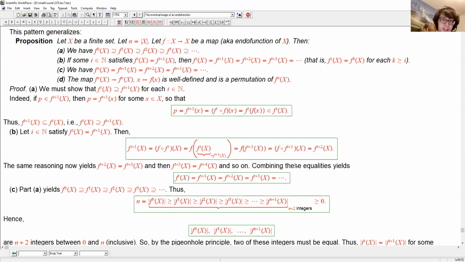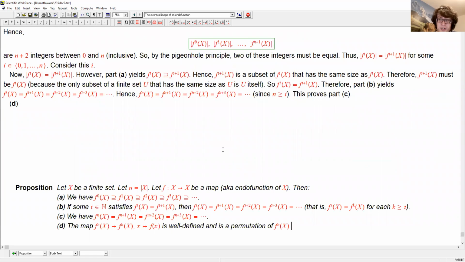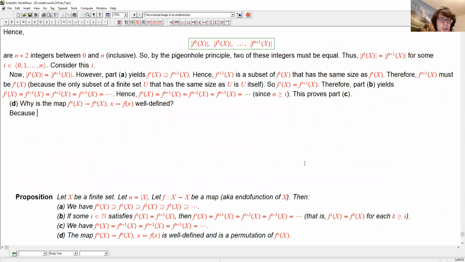And finally, part D. Let me just copy this proposition so that it doesn't disappear above on the previous page. So why is this map well defined? That's the easy part. Well, we need to check that f(x) is in f^n(X) for each x in f^n(X). But this is clear.